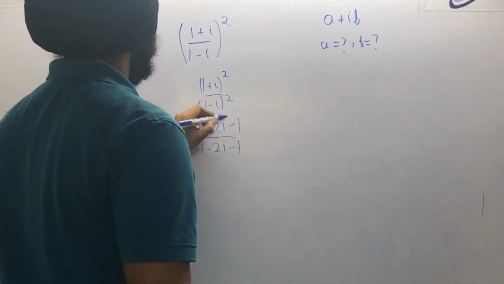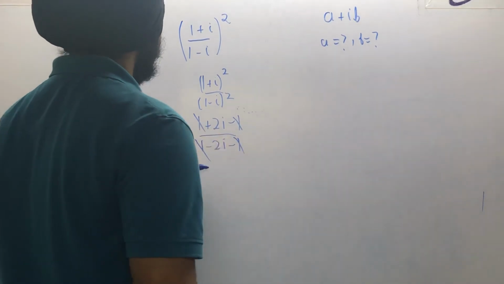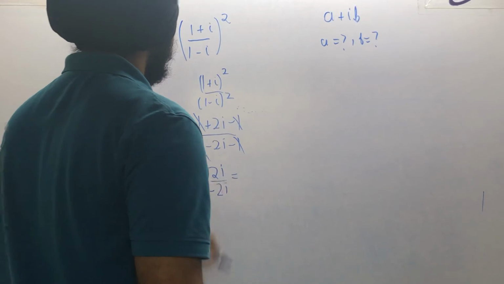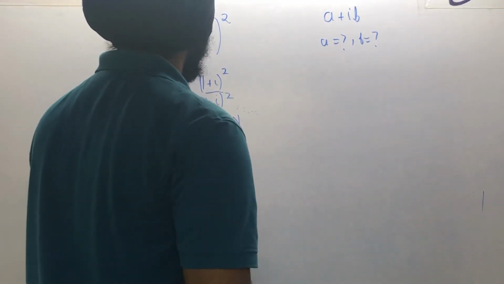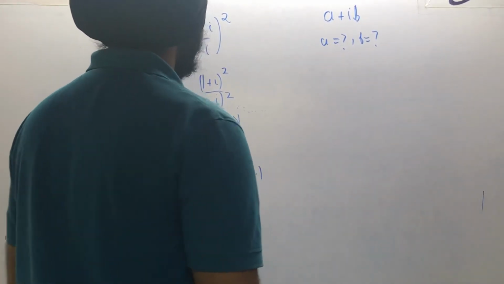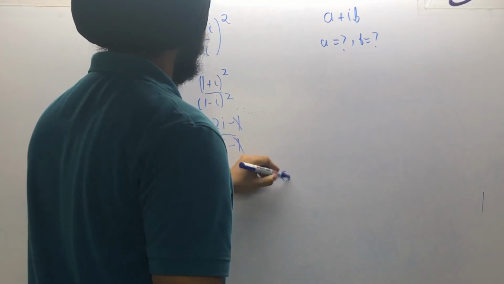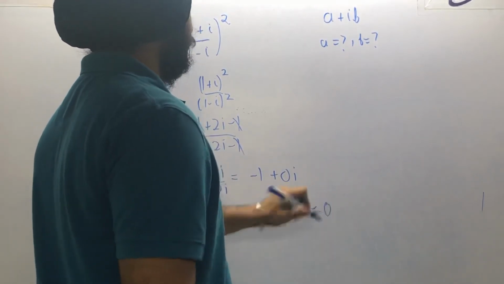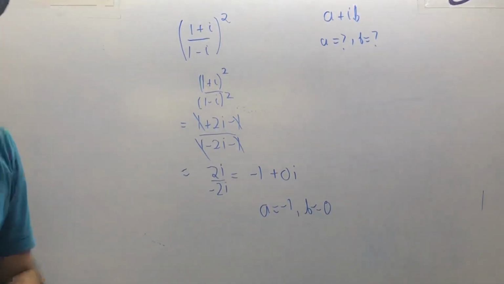Okay, so 1 minus 1 cancels. Here also 1 minus 1 cancels. So 2i upon minus 2i. So 2i upon minus 2i is minus 1. So the answer will be minus 1 plus 0i. So A is minus 1 and B is 0. Okay.